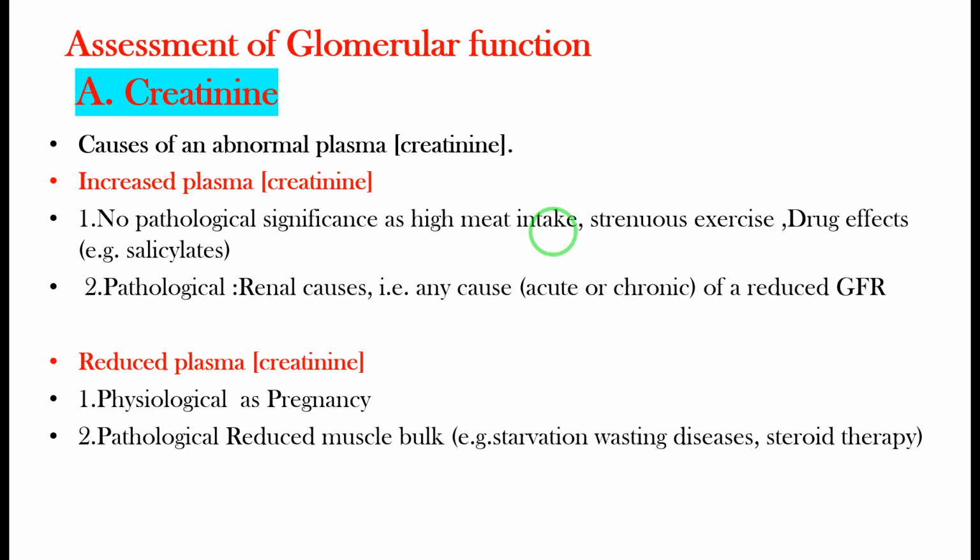think of a renal cause. Sometimes it will be reduced, maybe due to pregnancy. It is a physiological cause, and this may be due to a dilutional effect. And sometimes there will be a pathological decrease in the creatinine when the muscle mass in the body is low, maybe due to a wasting disease, due to steroid therapy that will also lead to muscle wasting, or when there is starvation. In these conditions, there will be a decrease in the plasma creatinine level. So creatinine is a marker that can be used to assess the glomerular function when the plasma level is increased.